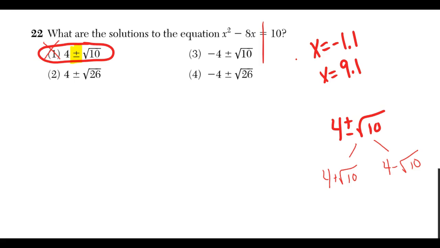So it wasn't the fastest method, but I found out that one of them was negative 1.09 and the other one was 9.09. Both of those cases, when they round, will give me my two solutions. So the correct answer to number 22 is choice 2, this one. If I hadn't found answers that rounded in choice 2, I would have had to go to choices 3 and 4.